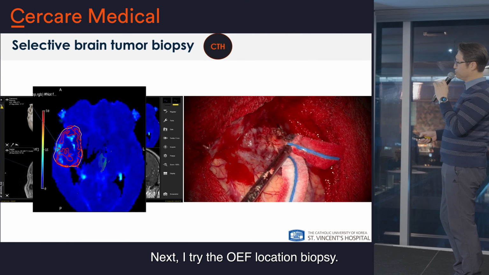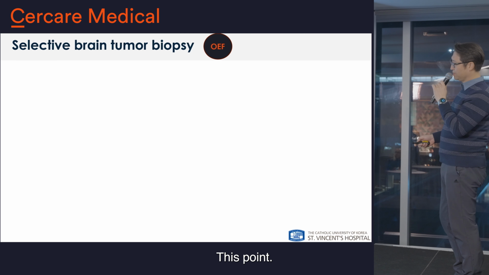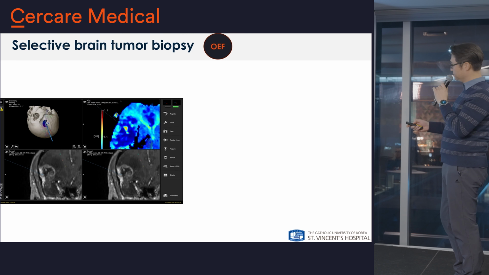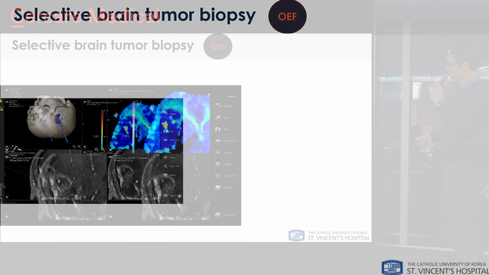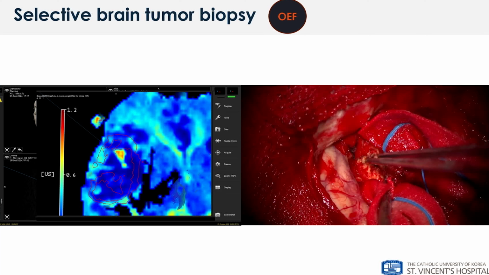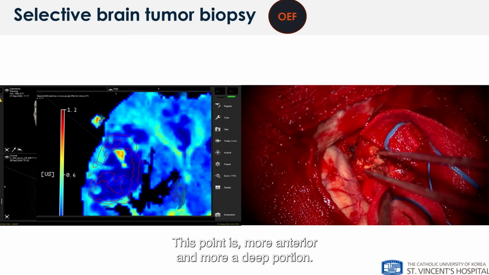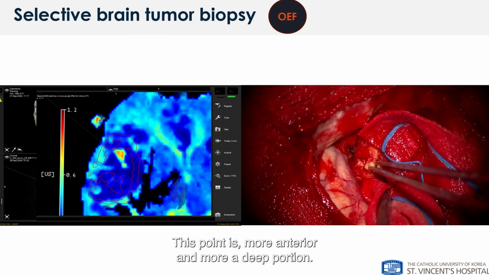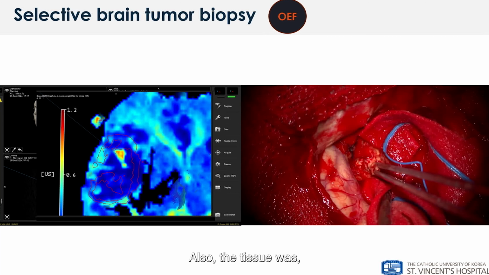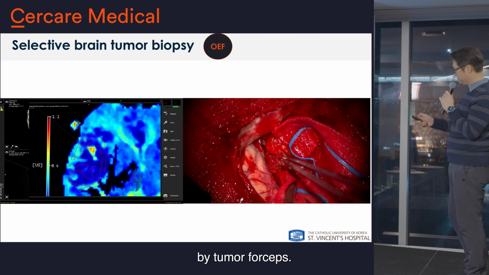Next, I tried the OEF location biopsy. This point. The same orientation. This point is more anterior and in a deeper portion. Also, the tissue was obtained carefully, same patient, by tumor forceps.